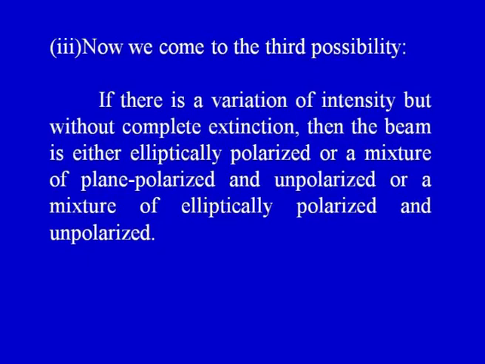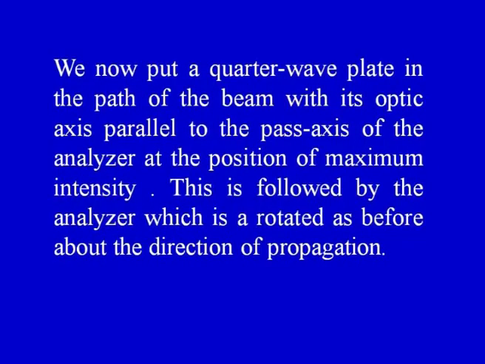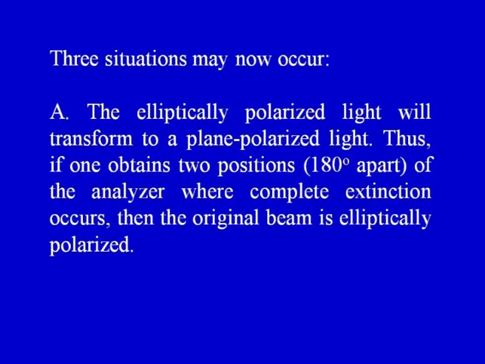Now, we come to the third possibility. If there is a variation of intensity, but without complete extinction, the incident beam could be either elliptically polarized, giving the same variation, or a mixture of plane polarized and unpolarized, or it could be a mixture of elliptically polarized and unpolarized. So, here again the quarter wave plate is a very useful piece. We again put a quarter wave plate in the path of the beam with its optic axis parallel to the pass axis of the analyzer at the position of maximum intensity. This is a change from the earlier case. This is followed by the analyzer, which is rotated again as before about the direction of propagation. 3 situations may occur.